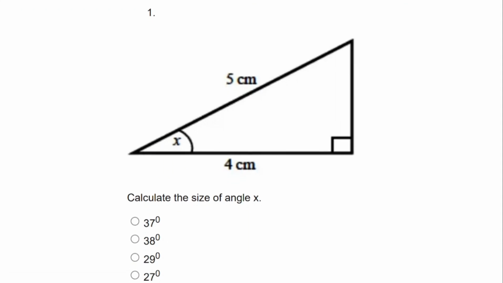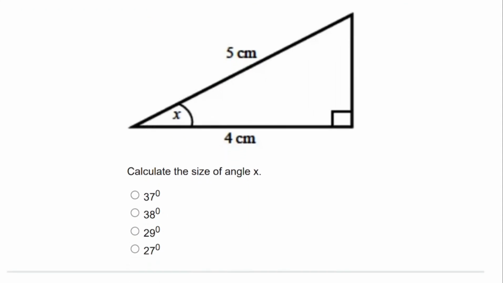The first thing we need to do here is to label the sides. The side that is facing the 90 degree angle is the hypotenuse. So this side here is the hypotenuse H, while the side facing the angle we are considering, which is X, is the opposite, and this is the adjacent. So what we have is adjacent and hypotenuse.